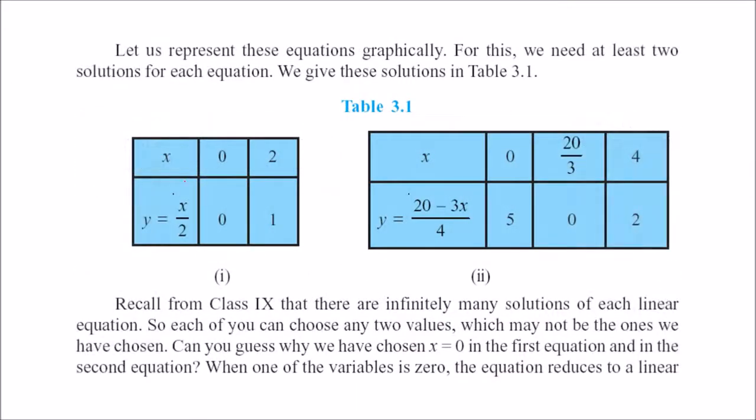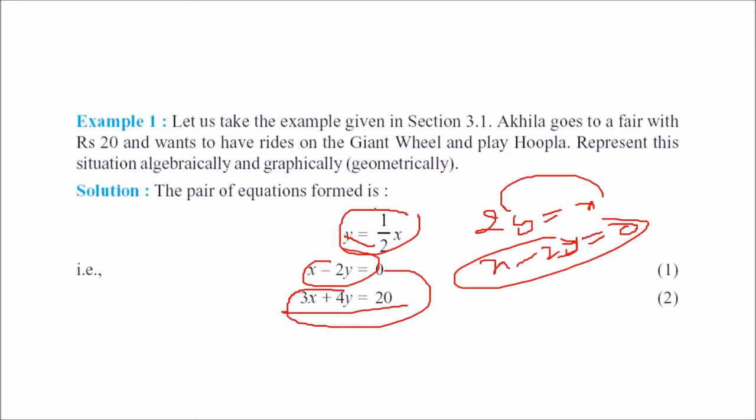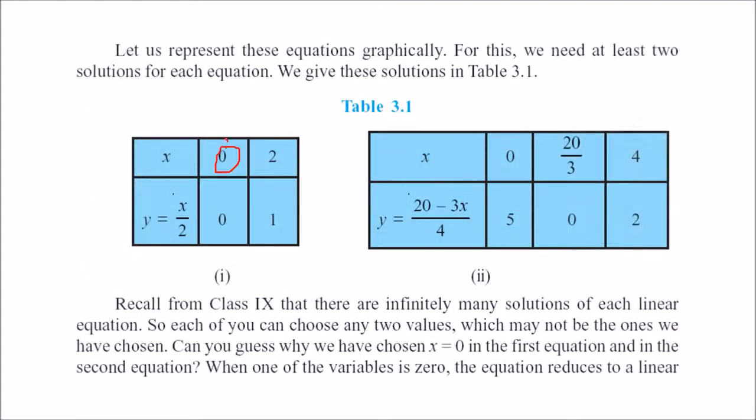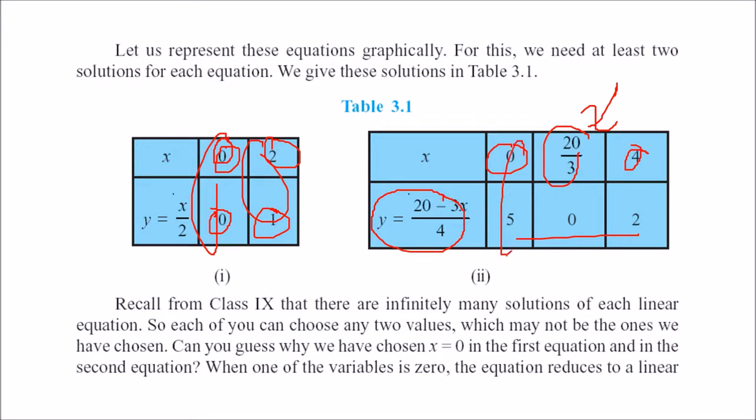How to solve them? Put some value of x in the first equation, so you get the y values. We have placed 0, we get a y value of 0. We place 2, we get the y value of 1. So we are just replacing x so that we can get the value of y. Similarly, for the second equation, we have rearranged it like this: y is equal to (20 minus 3x) by 4. Let us place x equal to 0, and so on. These are just random values, you can take any values. So we have actually got the coordinates. These are the Cartesian coordinates.